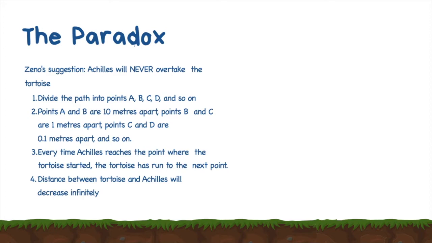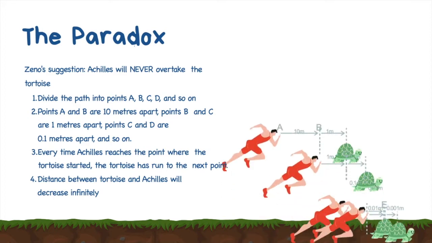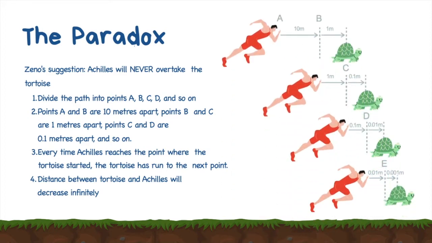He divided the path into points A, B, C, D, and so on, where points A and B are 10 meters apart, points B and C are 1 meter apart, points C and D are 0.1 meters apart, and so on. He suggested that every time Achilles reached the point where the tortoise had started, the tortoise had run to the next point. Therefore, no matter how long they run, Achilles will never catch up with the tortoise, though the distance between them will keep decreasing.